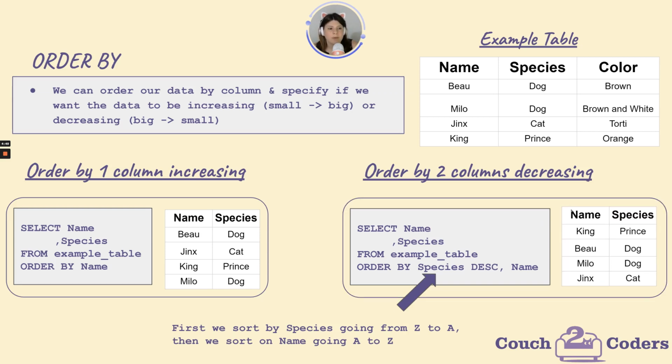So the order by would pull the name and species. First, we order by species. So we have prince, dog, dog, cat, and this is from Z to A. So that's why P is first and C is last. You see that we have 2 dogs. Since we have 2 dogs, we need to look at name to decide who goes in front of the other. And since we want name to be A to Z, Bo goes in front of Milo.